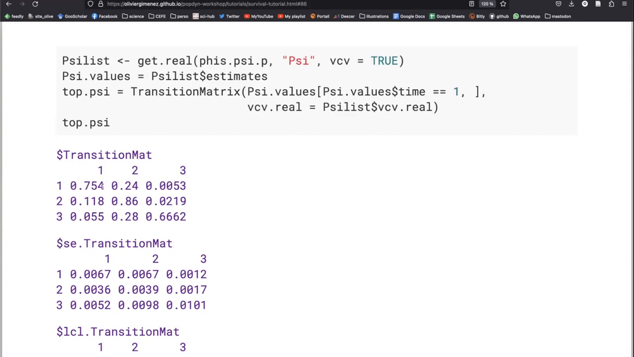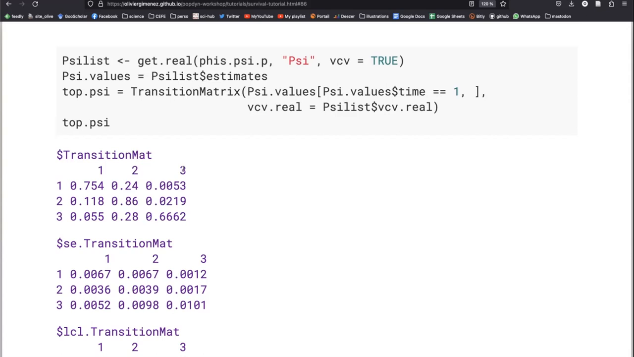So you see here that once you are on a site, the probability of staying on that site is very high, around 70%. And the probability of leaving a site is much lower than the probability of remaining on the site. It's not insignificant, though: the probability of leaving site one to go to site two is 24%, so it's not negligible. And the probability of leaving site three to go to site two is quite high too.